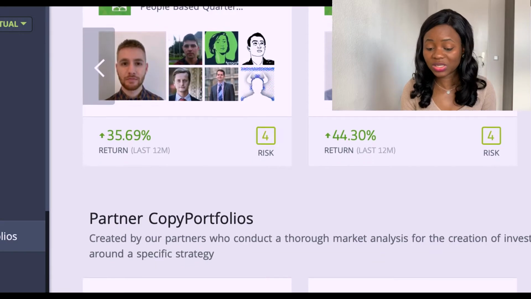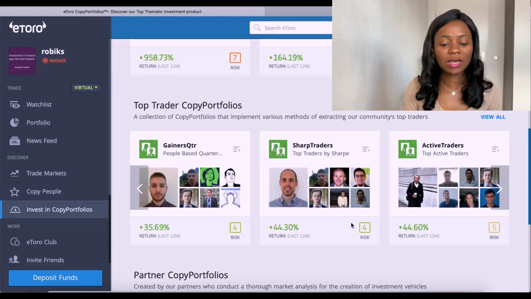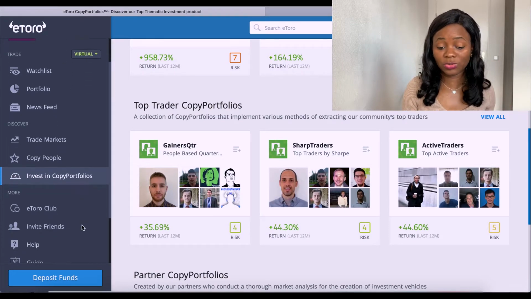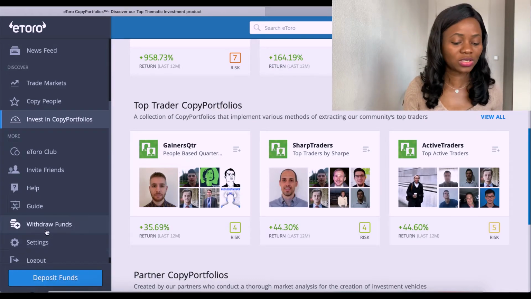35% at 4% risk, which is fair enough. So you can check top followers and our top traders, and then you can copy them here. That is that. There are some other things, but I would stop here for now.